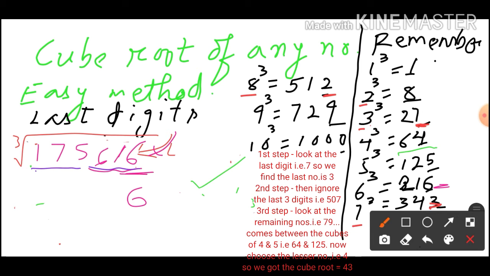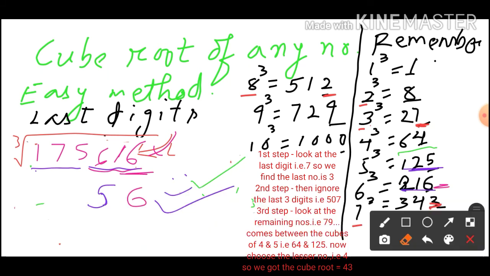Now what is left? We got the remaining 175, and 175 falls between which numbers? Yes, it falls between 125 and 216. And 125 is the lesser number, isn't it? 175 is more than 125, but it comes between 125 and 216. So what do you have to select? The lesser number, so 5's cube. So you just write 5, 6 and you got the number. The cube root of 175,616 is 56.